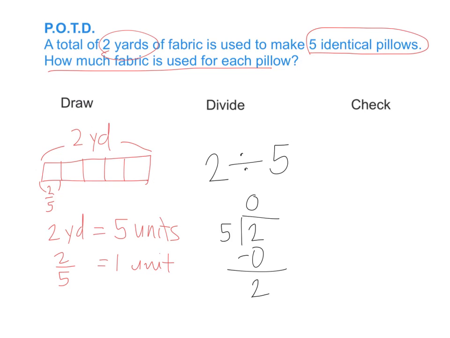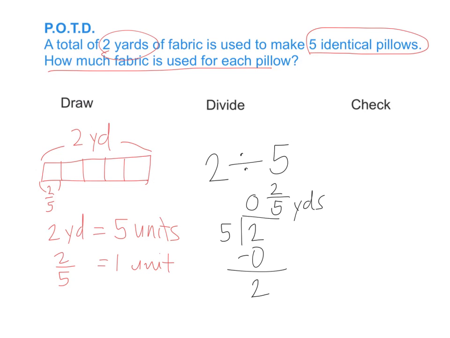2. How can I express that remainder of 2 as a fraction? Arun? You can put the remainder as the numerator and the one that's knocking on the door as the denominator. Right, the divisor is the denominator and the remainder is the numerator, so my answer is 2/5. What would my label be? 2/5 what? Yards. 2/5 yards.